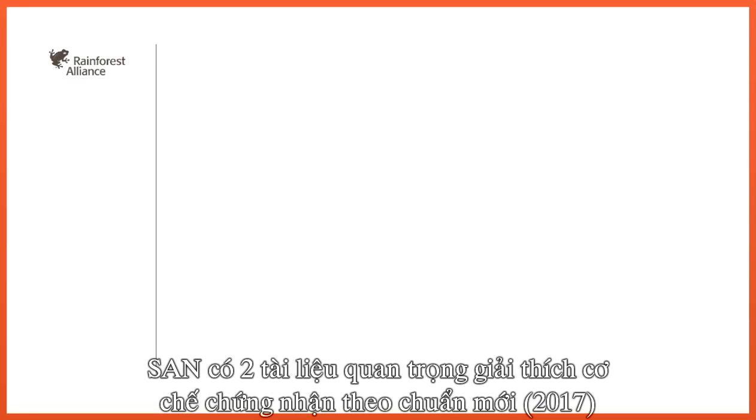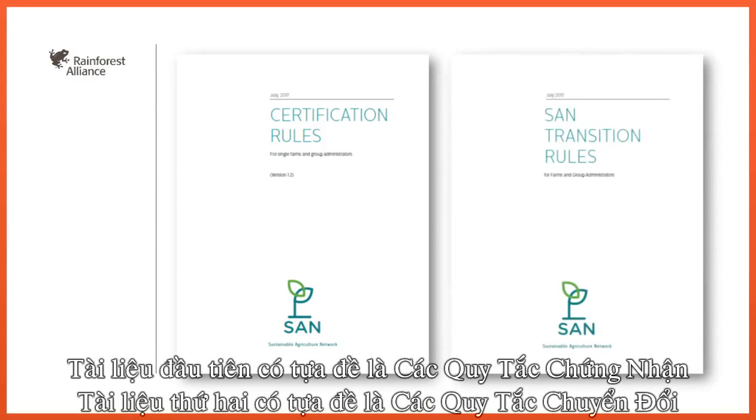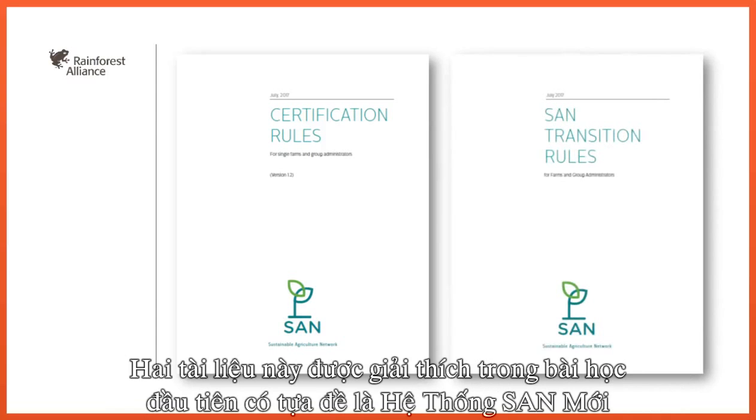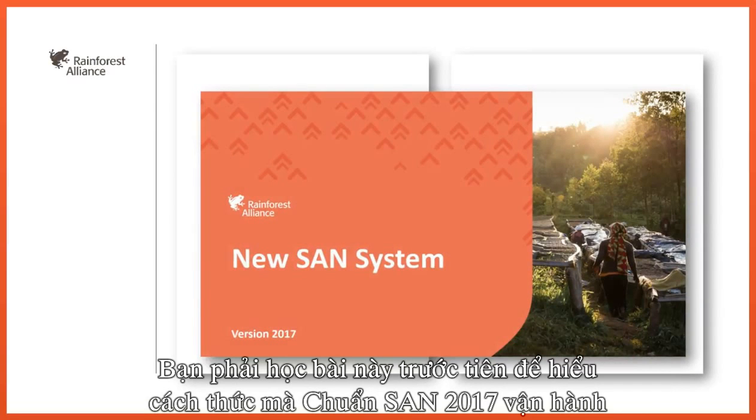The SAN has two important documents that explain the mechanisms of certification under the new standard. One is called the Certification Rules, and the other one is the SAN Transition Rules. These two documents are explained in the first session titled New SAN System. It is important for you to go through this session first to understand the framework in which the standard operates.